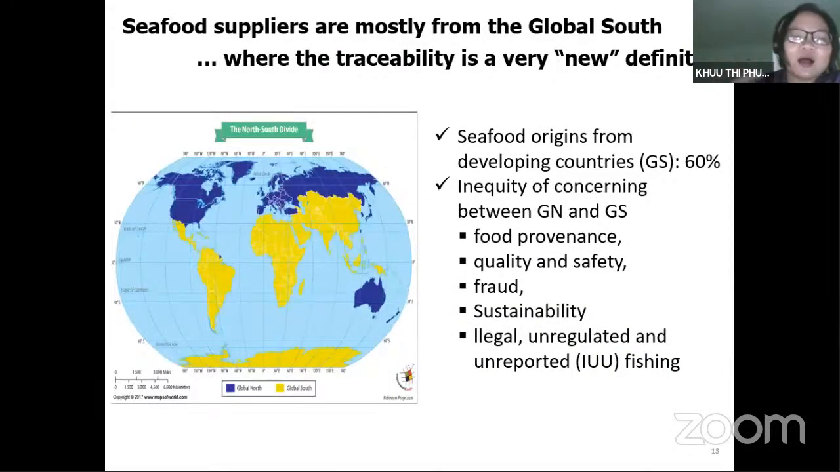Remind that we are the main seafood suppliers in the global market. But traceability is a very new definition in our countries. That's why we want to provide our products to the global north. We have to respond to their requirements.